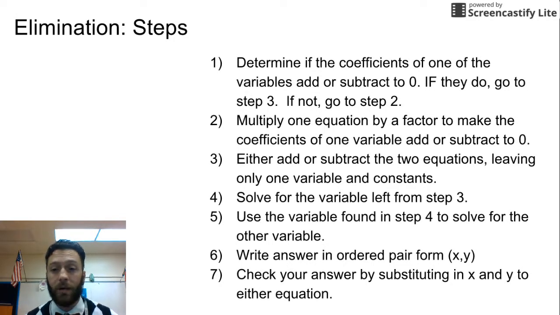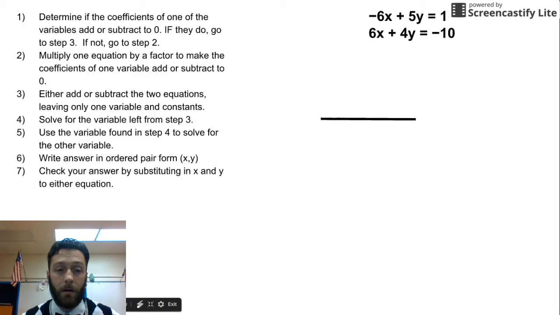I'm not going to go over them right now because I'm going to go through them with each example. Go ahead and pause, get it written down now so that you can follow along with the examples. All right, so here we are. On the top left, here's all your steps, what to do.